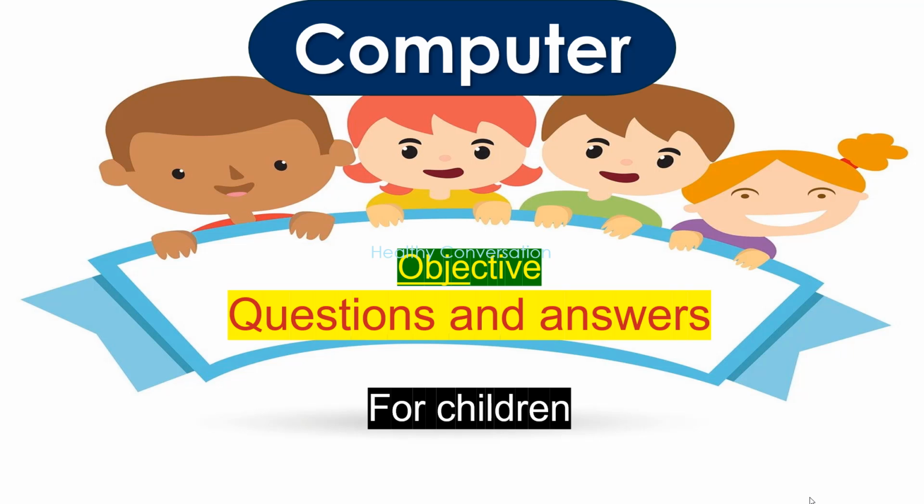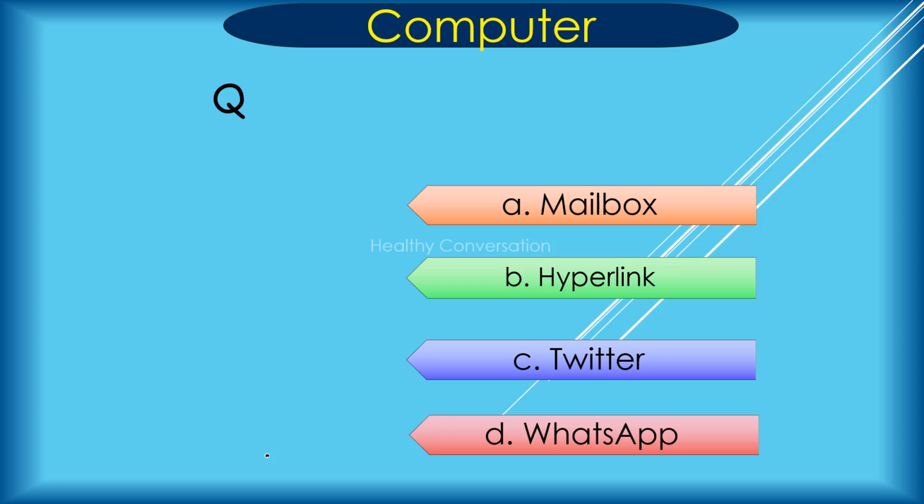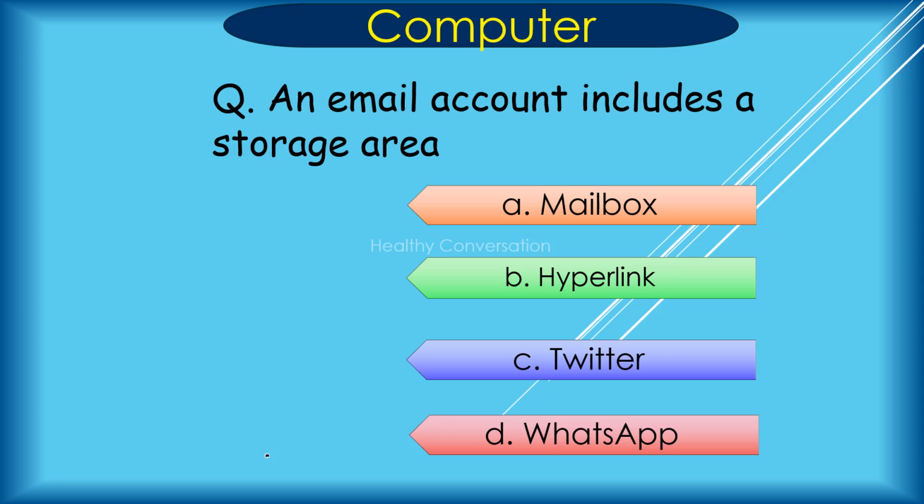Computer objective questions and answers for children. Question: an email account includes a storage area, often called dash. A. mailbox, B. hyperlink, C. Twitter, D. WhatsApp. Correct answer is A. Mailbox.